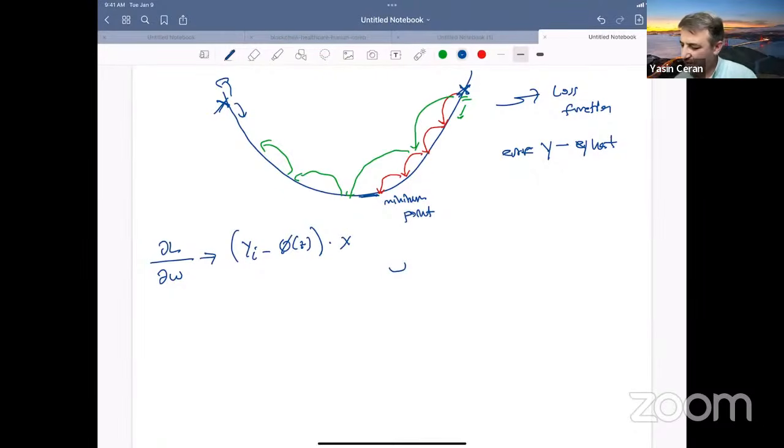All right, so this is the error. Remember, this is the true target variable. This is the decision probability. The difference between the true target variable and the decision probability is the error, and this is my attribute or data.